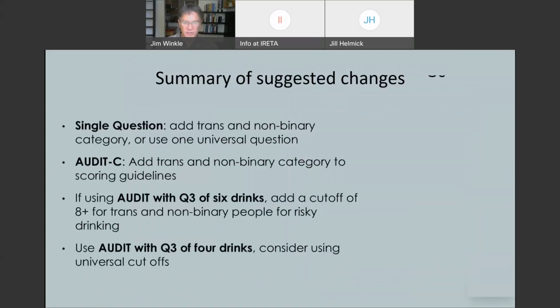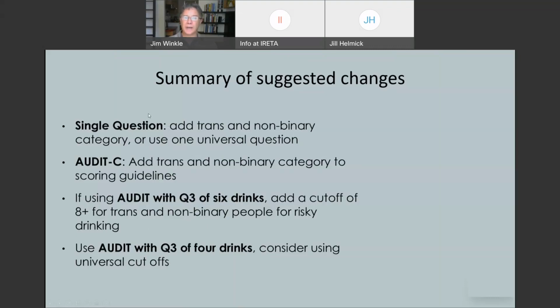So let's summarize what I'm suggesting here. If you use a single alcohol question in your clinic workflow, consider adding a trans and non-binary category, or using one question for everyone. Both those strategies are based on evidence, and I think you're okay there. For the AUDIT-C, consider adding a trans or non-binary category to the scoring guidelines, really easy to do. And if you want to use the AUDIT and use that Fuente study, so it includes trans and non-binary people, use a cutoff of eight, or consider a lower cutoff depending on which question number three you use.